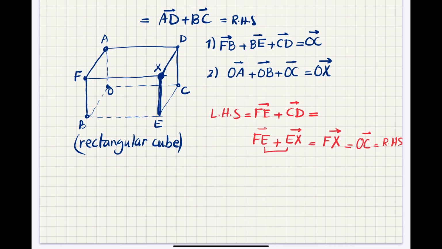OA plus OB plus OC. We want to show that. Let me now change the color here. So OA is this vector, and OB is this vector, and OC is this vector. We want to show that if we add them up, it becomes the diagonal, this diagonal, OX, of the rectangular cube.